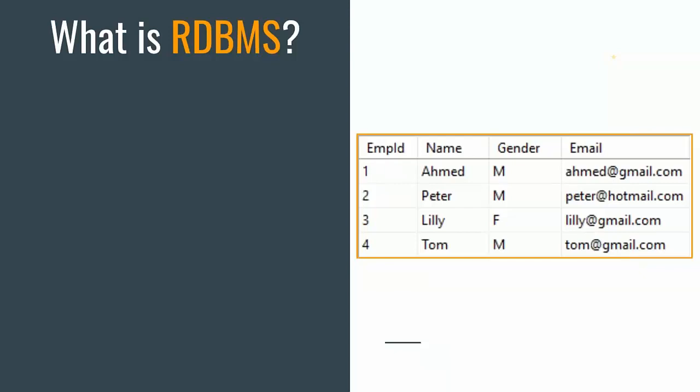So we are logically storing the data in the form of rows and columns. Columns are called attributes or fields. So I have 4 attributes: employee ID, employee name, gender, email. Or I can say 4 fields.